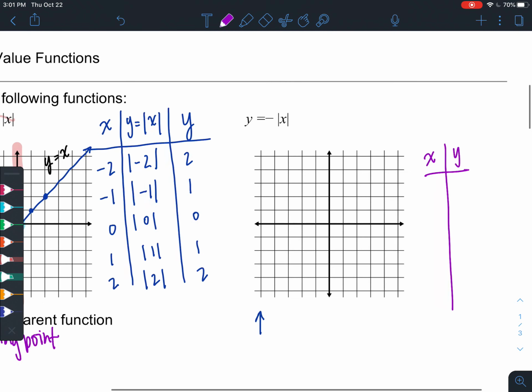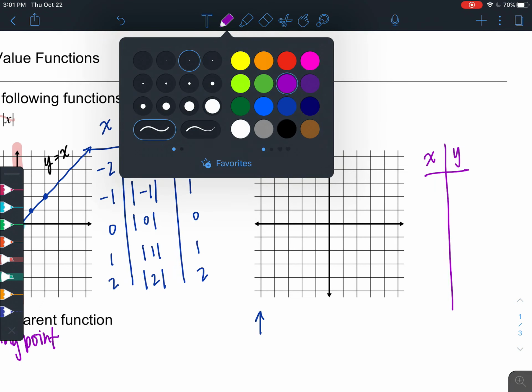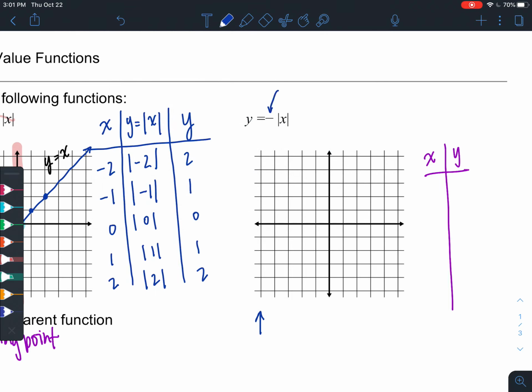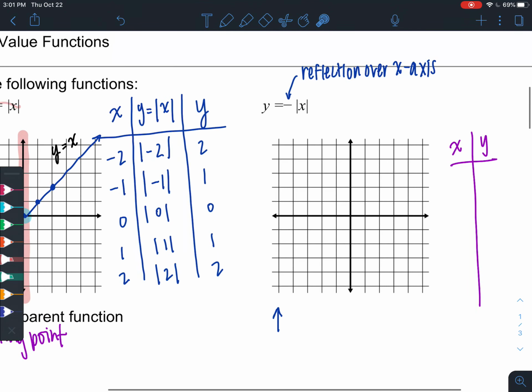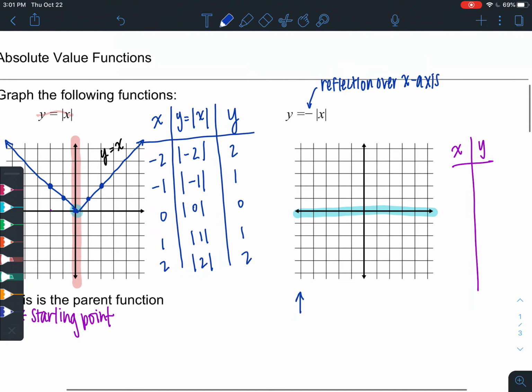All right, so here we have y equals -x. You should notice that we have a negative here. Therefore, this is going to cause a reflection over the x-axis of our parent function. So I'm taking this graph over here and reflecting it over the x-axis, which is right there. Let's go ahead and reflect those points. So I've got 0, 0 staying, and then each of these points gets reflected over.